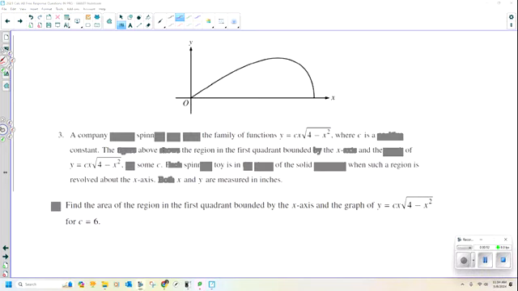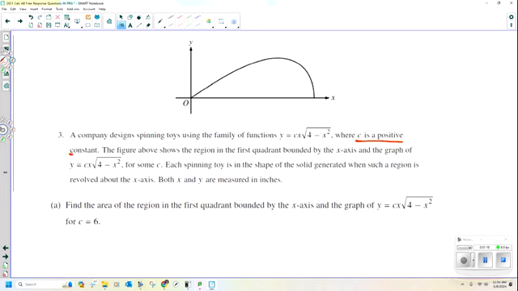Okay, they give us some sort of a graph here, and this is fine. Problem 3 reads, a company designs spinning toys using the family of functions y equals cx times the square root of 4 minus x squared, where c is a positive constant. That seems pretty important, okay? The c is a positive constant.